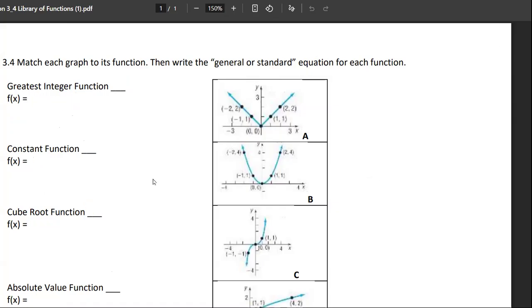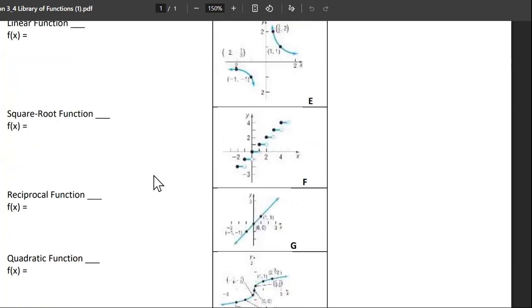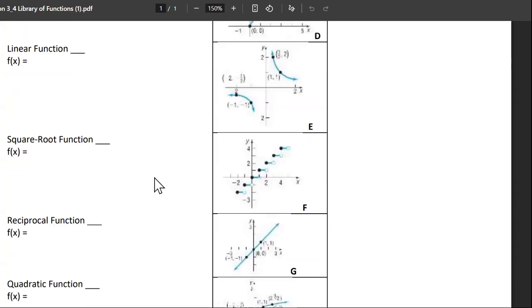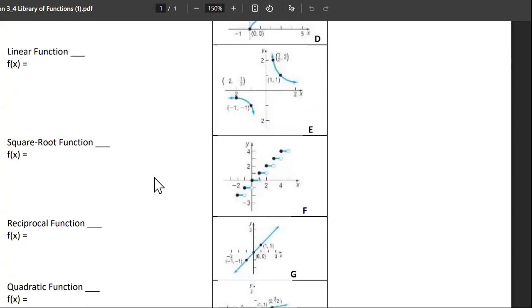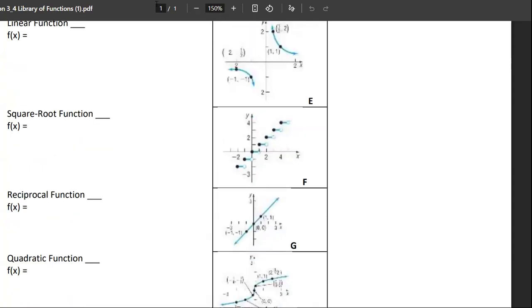Okay, so the next four. We have the linear function. The answer to that is g, and the equation for that is f of x equals mx plus b, which we have been talking about. The square root function, the answer to that is d. And again, that's just f of x equals the square root of x.